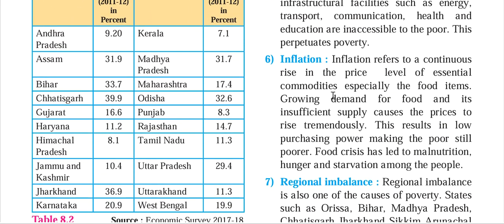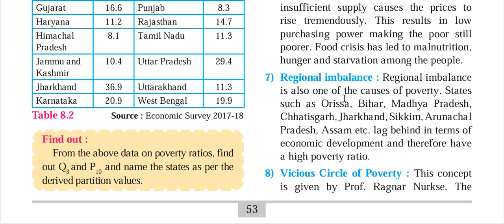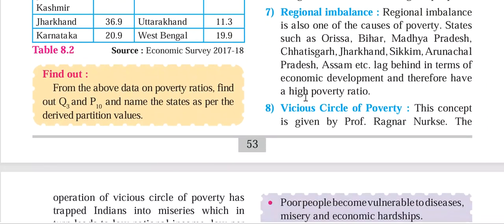Next, we have inflation. Inflation means a continuous rise in prices. When prices of food and essential goods increase, poor people suffer the most. Why? Because their purchasing power decreases. Next, we have regional imbalance. Some states are highly developed while some states lag behind economically. States with low industrial and economic development usually have higher poverty levels. This is the regional imbalance.